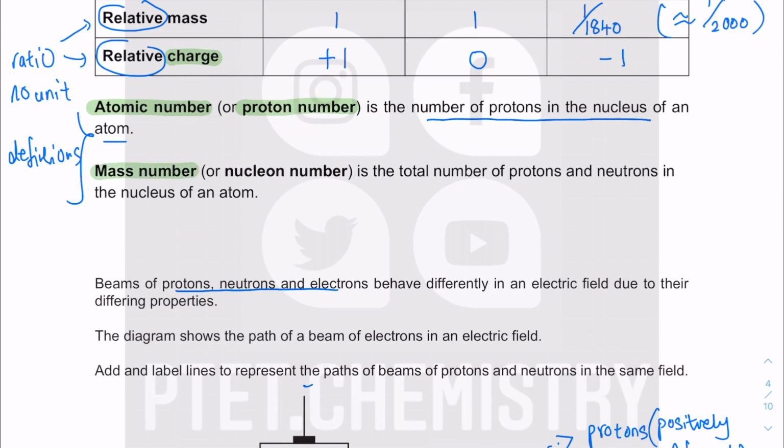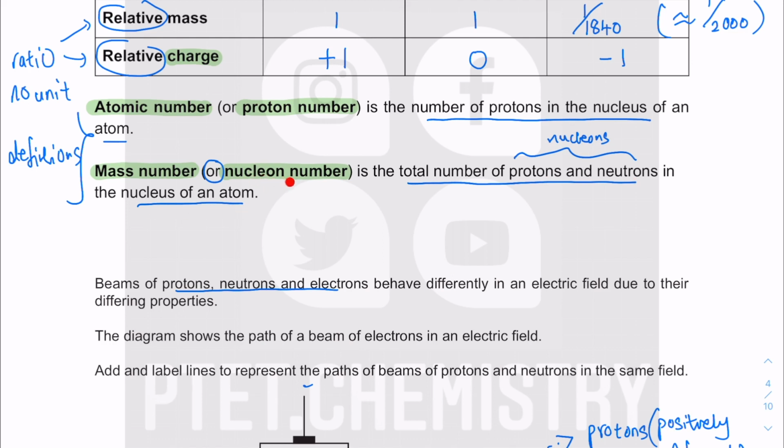Mass number, on the other hand, is called nucleon number. So again, you need to know both names. Mass number is the total number of protons and neutrons in the nucleus of an atom. So it's to do with the number of nucleons. If you don't like to use the terms protons and neutrons, you can talk about nucleons, because, define nucleon. What is a nucleon? Nucleon refers to the protons and the neutrons in the nucleus of an atom.